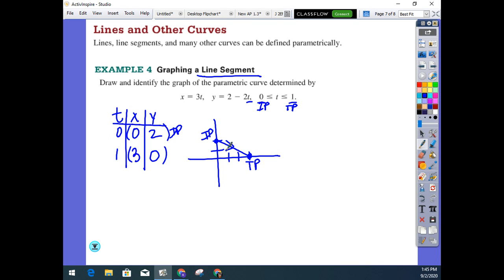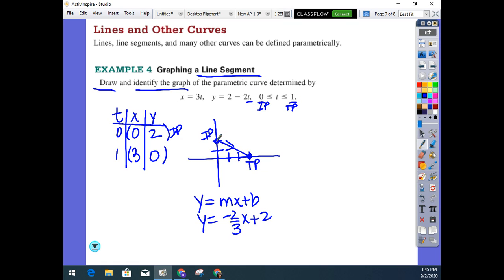All right. Now it says identify the graph or the equation is what it's talking about. We already drew the graph. So notice that this equation, we've got 2 points that intersect the y at 2. So if we think of our y equals mx plus b, I can just write the equation of this line because my slope is down 2 over 3, negative 2 over 3x plus 2 because my y-intercept is 2.